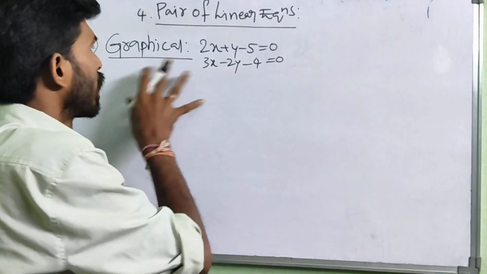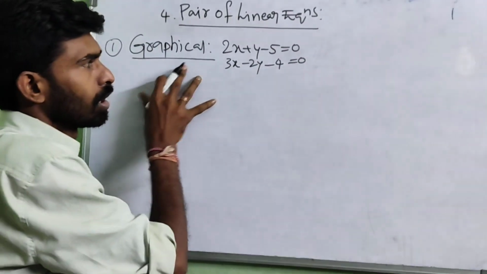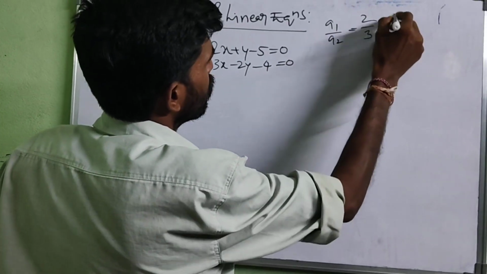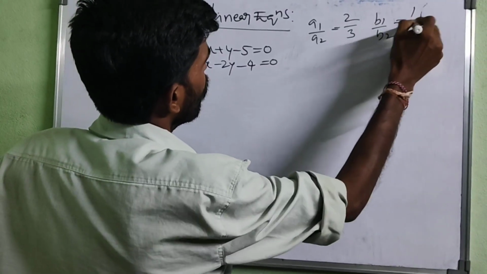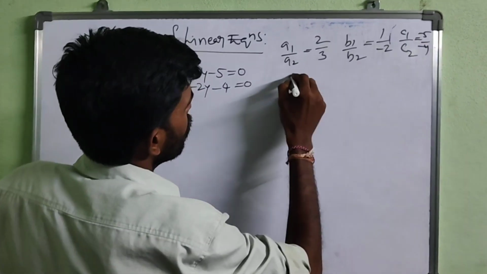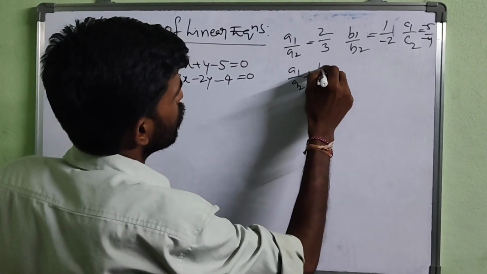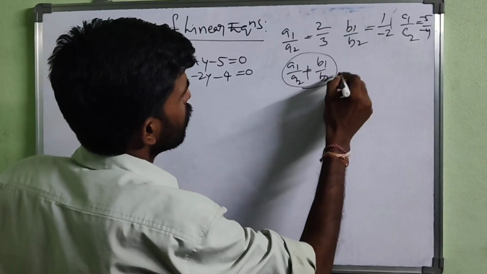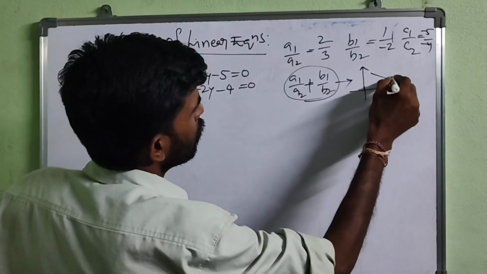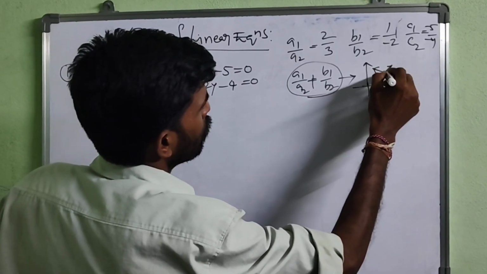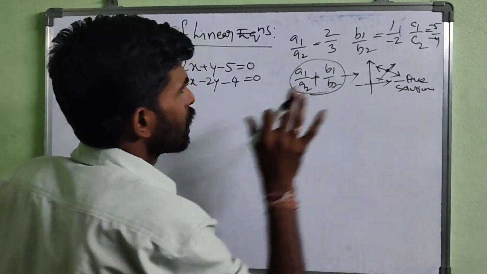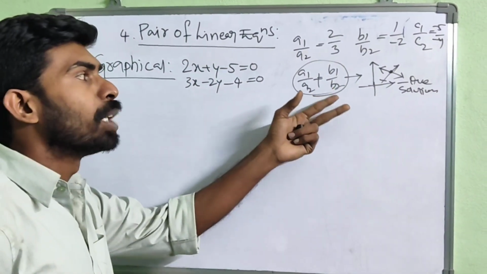Now, for the pair of linear equations, when we consider the graphical method: a1 by a2 is 2 by 3, b1 by b2 is 1 by minus 2, c1 by c2 is minus 5 by minus 4. Here a1 by a2 is not equal to b1 by b2. That means the graph will be intersecting, so there is one solution. The equation is consistent and independent.